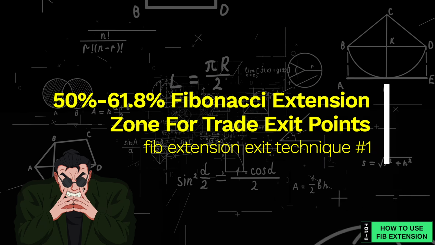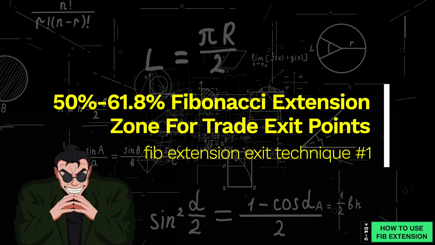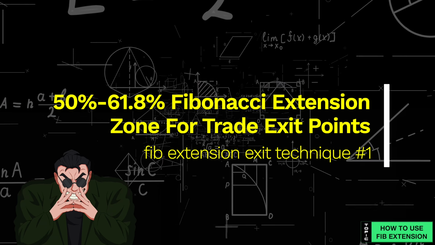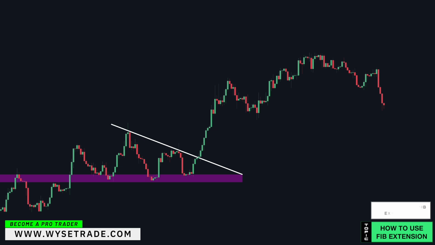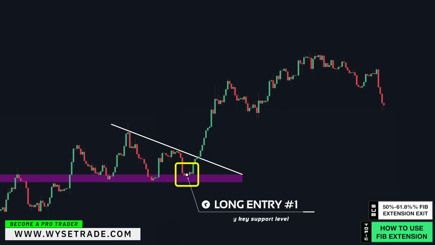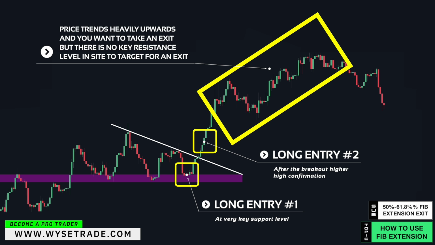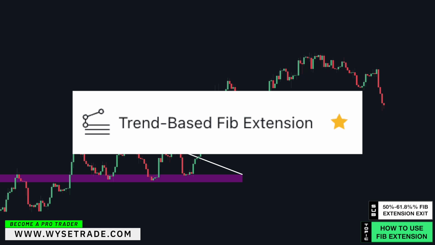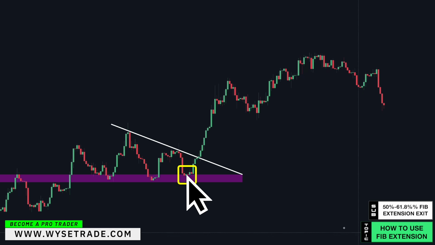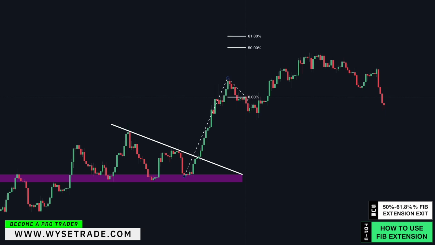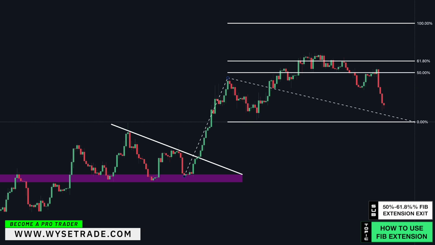So, starting with the 50% to 61.8% Fibonacci extension zone for trade exits. So, you went long at this key support level here, or through the breakout here. Price then starts to trend heavily upwards in your favor, and you start looking for possible exit points. But there is no resistance level in sight to target for an exit. So what you do is you take your Fibonacci extension tool, click at the start of the previous impulse move here, drag it up, and then drag it down to the starting point of your current impulse move.